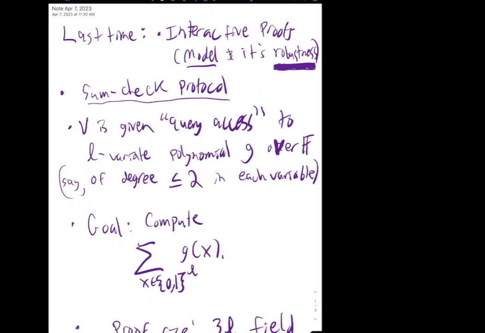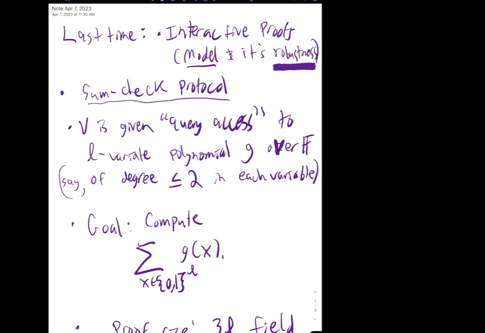Two of the properties that are good are perfect completeness, so the honest prover always convinces the verifier to accept, and public coins, which basically means all the challenges from verifier to prover are just random field elements. And public coins are nice because any public coin protocol we can render non-interactive with something called the Fiat-Shamir transformation, which we'll probably talk about pretty soon.